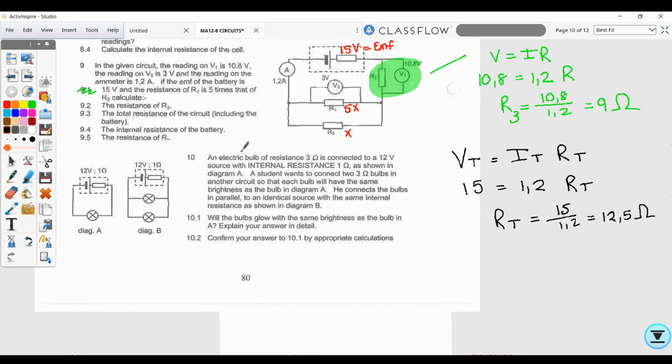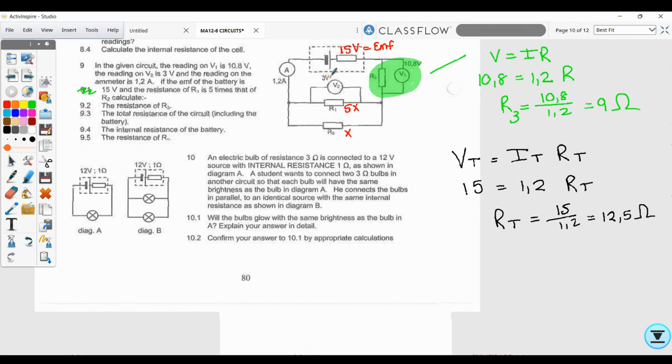Now they want the internal resistance of the battery. How am I going to get that? There are so many ways. Tell me a way. We need to get the external resistance. We can get the external resistance, but how are we going to get that?